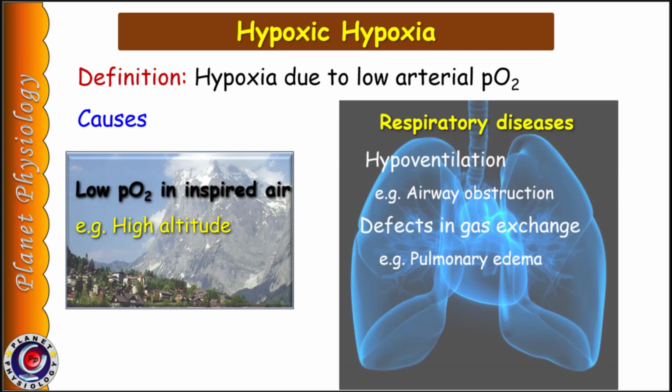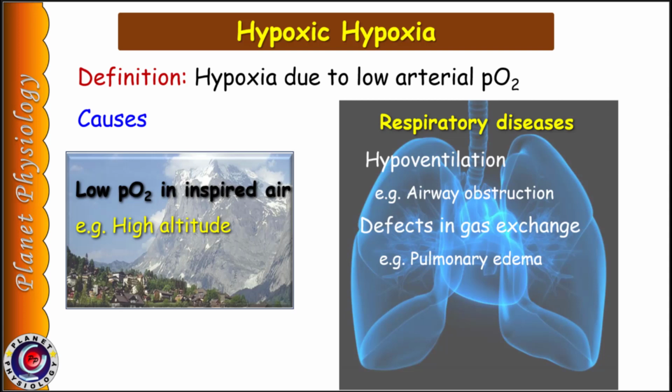For example, hypoventilation, which may be due to airway obstruction, paralysis of respiratory muscles, or depression of respiratory centers, say due to barbiturate poisoning. Also, any condition affecting oxygen diffusion across the respiratory membrane like pulmonary edema, fibrosis, atelectasis also decreases oxygen uptake at the respiratory membrane.